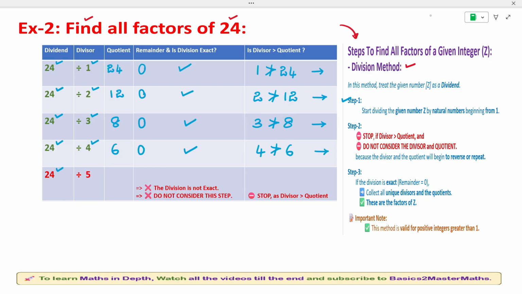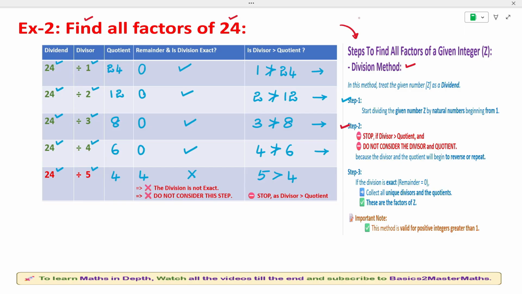When we divide 24 by 5, we get 4 as the quotient and 4 as the remainder. So this division is not exact. In this case, the divisor 5 is greater than the quotient 4.